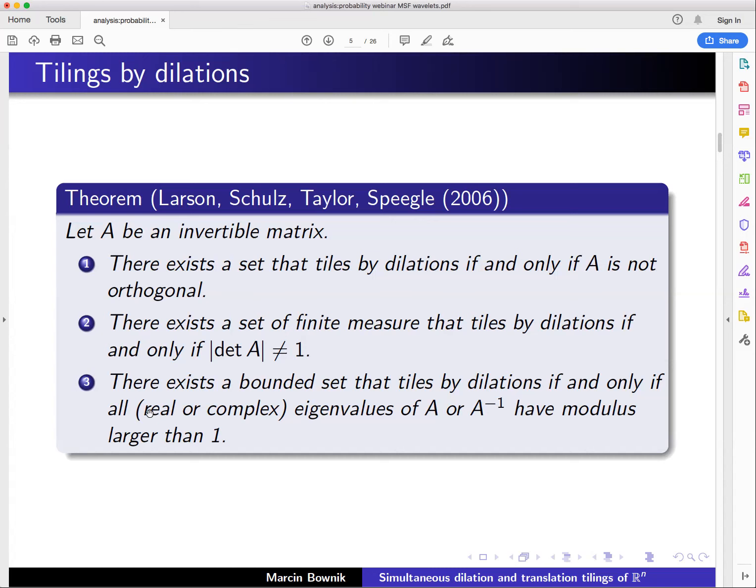then your matrix A has to be expansive, or it's inversely expansive. What it means is that when you look at all eigenvalues, real or complex, of A, they have modulus which is strictly larger than 1. Right? So maybe not everyone has seen this result before, but it's quite elementary to prove using the general normal form of the matrix.